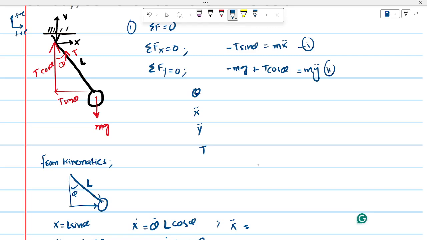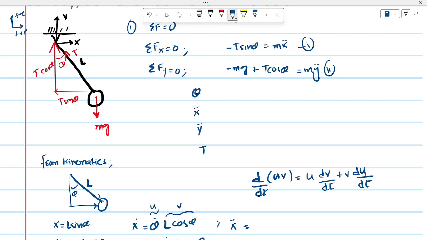Now, to find x double dot, we use the general method to differentiate a multiplication. d over dt of u times v becomes u times dv over dt plus v times du over dt. This is how you solve it if there is a multiplication involved. We are going to use the same thing here, applying the same method to u and v.